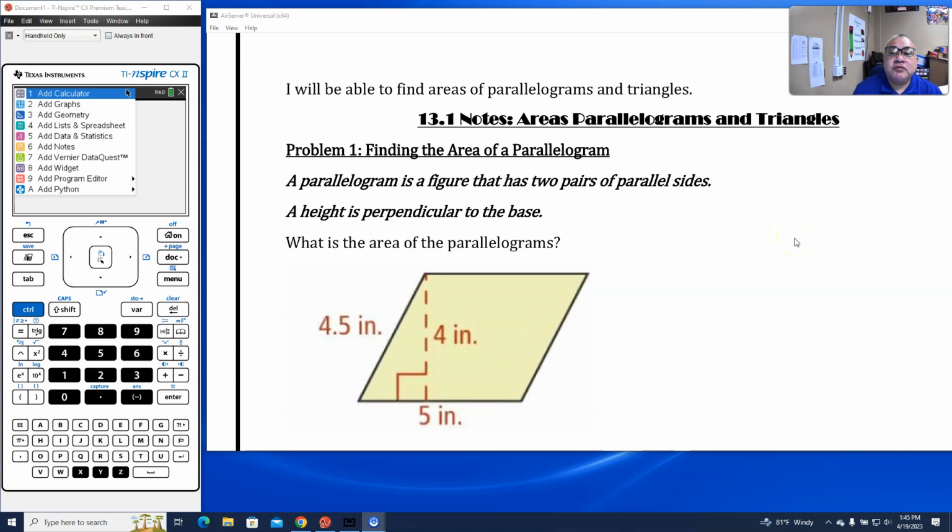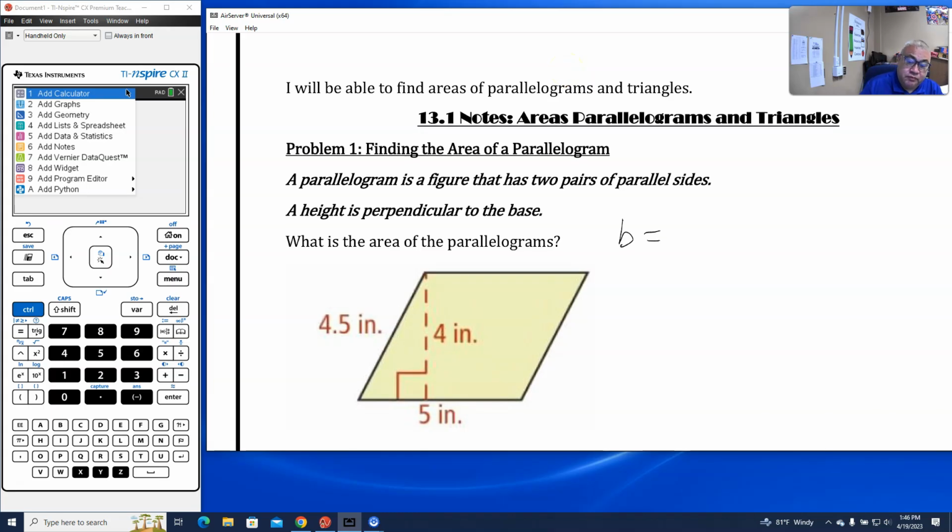Afternoon, we are going to find the area of parallelograms and triangles. So it says, what is the area of the parallelogram? We know that the base measurement is equal to 5 inches, and we also know that the height equals 4 inches.